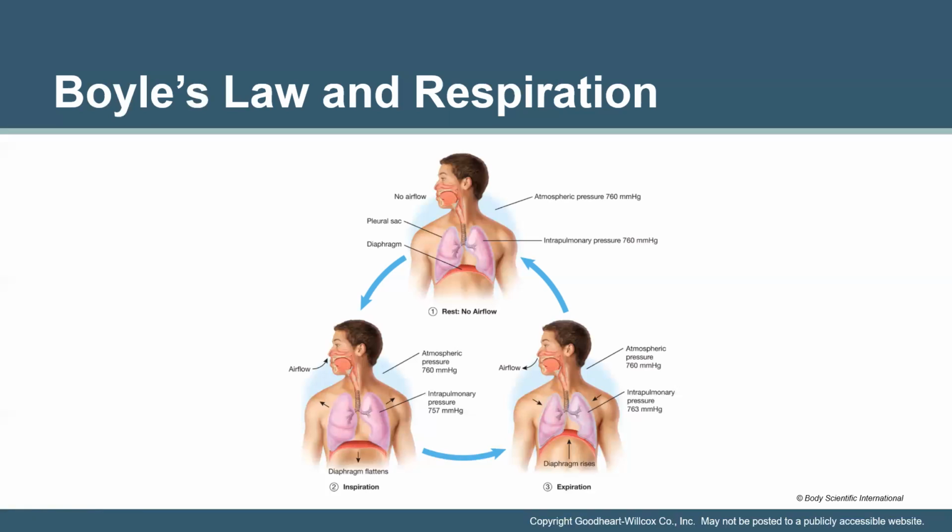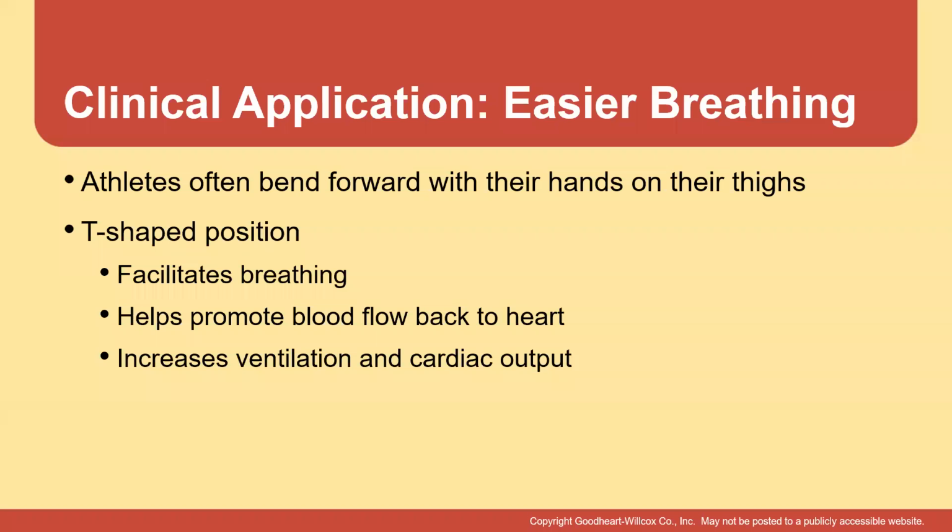For the lungs to be able to take in air, the intrapulmonary pressure must be less than the atmospheric pressure. When the direction of airflow is reversed to expel air from the lungs, the intrapulmonary pressure must be greater than that of the atmospheric pressure. I mentioned that pulmonary ventilation is a cycle, so it includes inspiration as well as expiration.